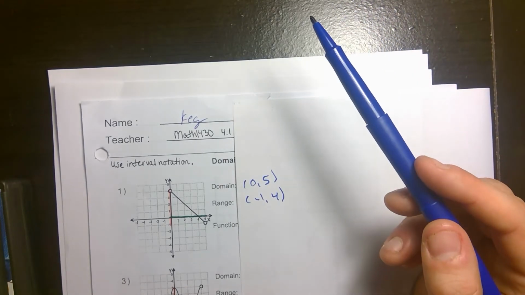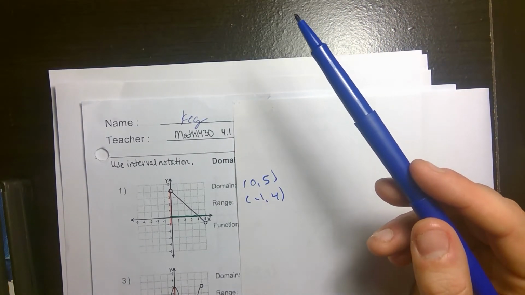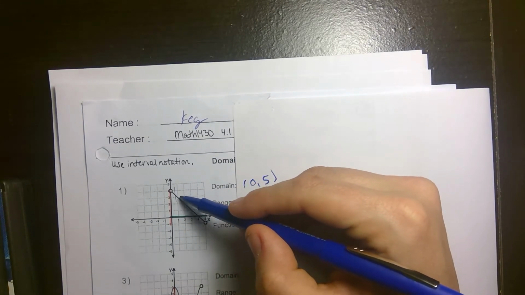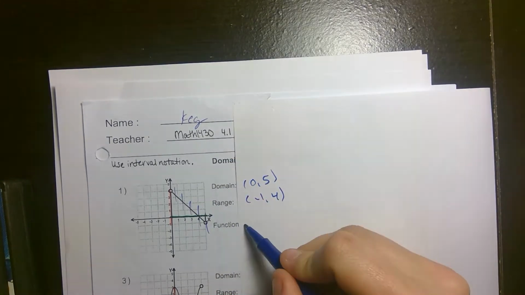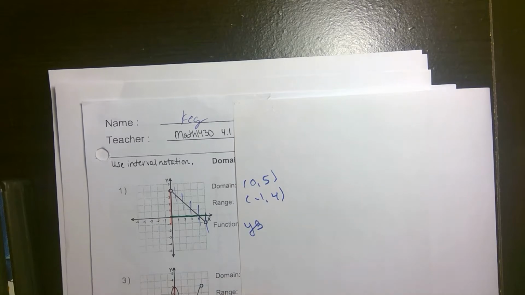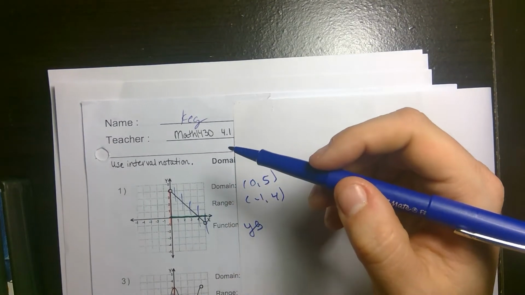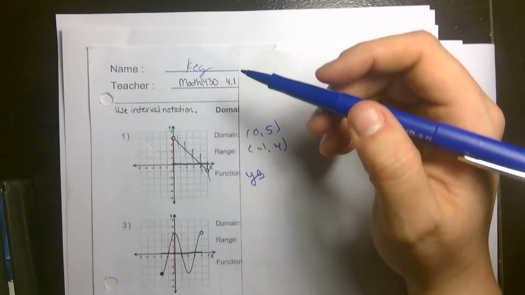Now, the next question: is this a function? We want to use the vertical line test. Regardless of where I draw a vertical line, the answer to this is yes, it is a function. One of the vertical lines only goes through the picture once. Okay, second one, same thing.